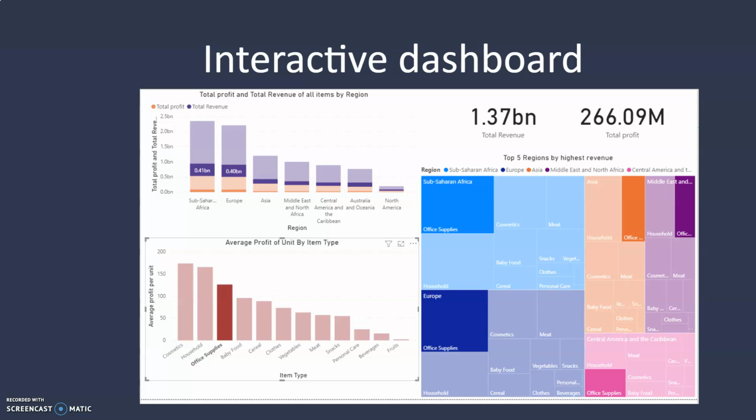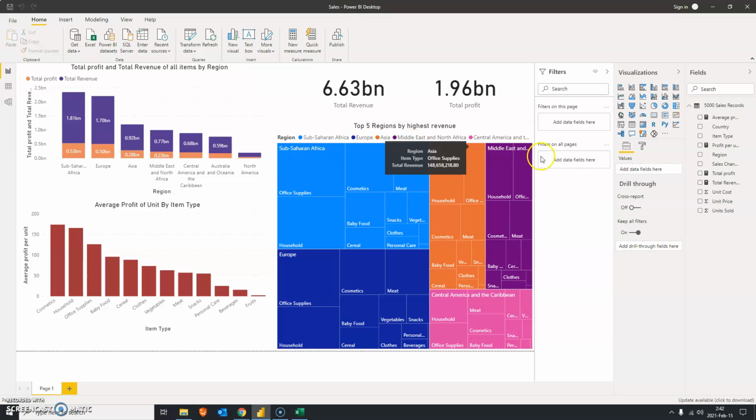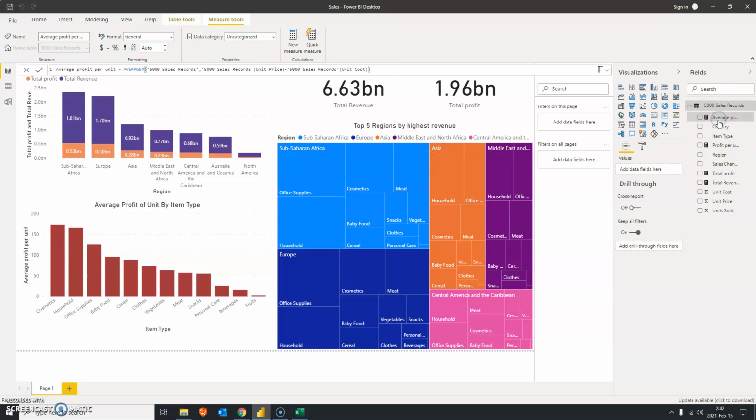Now, in Power BI, I'll show what I did and how I did it. So here is Power BI, and first, if I go into average profit per unit, I put AVERAGEX, this is the table name, and then unit price minus unit cost. So that's how I got that.